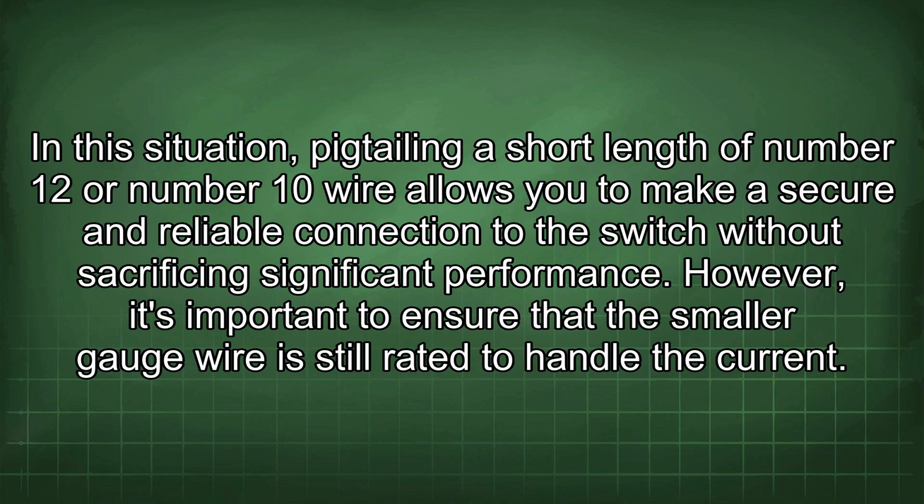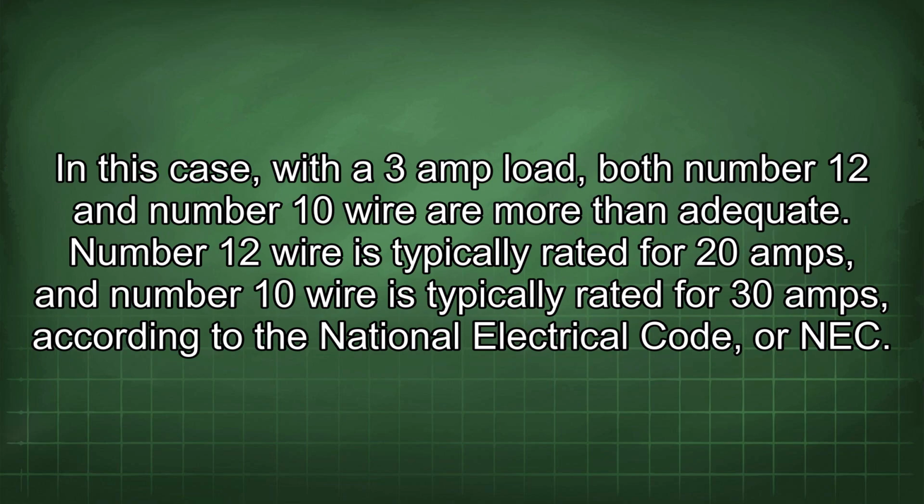However, it's important to ensure that the smaller gauge wire is still rated to handle the current. In this case, with a 3 amp load, both number 12 and number 10 wire are more than adequate. Number 12 wire is typically rated for 20 amps, and number 10 wire is typically rated for 30 amps according to the National Electrical Code, or NEC.